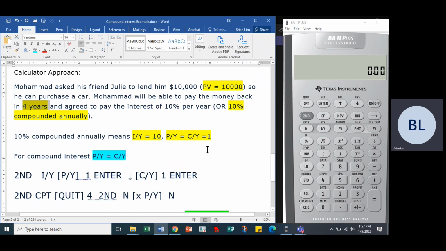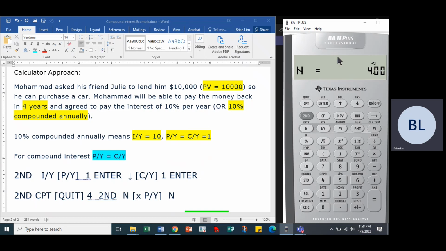We could highlight it. So 4, now I usually use this second N command. Second N, it actually multiplied by the PY value, which in this case was 1. So it went 4 times 1, which would give us 4. But that value has not been entered into the register for N. So by pressing N, now it's entered.